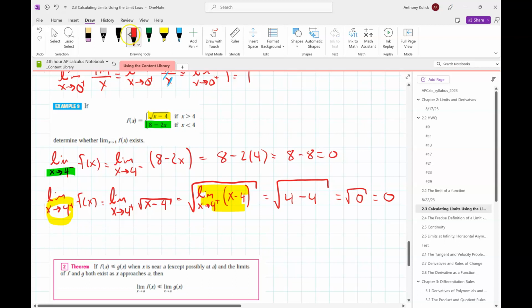So what would I conclude here? And it's, in fact, equal to 0.